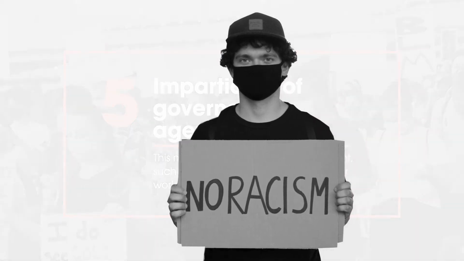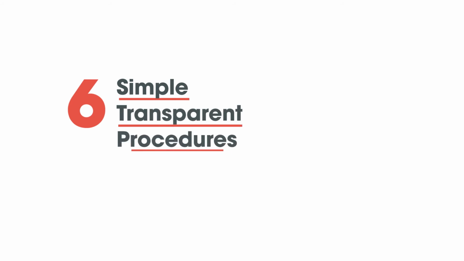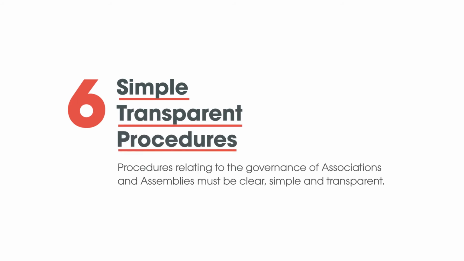This principle means that procedures relating to the governance of associations and assemblies must be clear, simple, and transparent. An example of this in practice is that the Regulation of Gatherings Act sets out what you must do in order to hold an assembly and be compliant with the legislation. Similarly, the Non-Profit Organizations Act explains the steps you must take in order to register an organization.